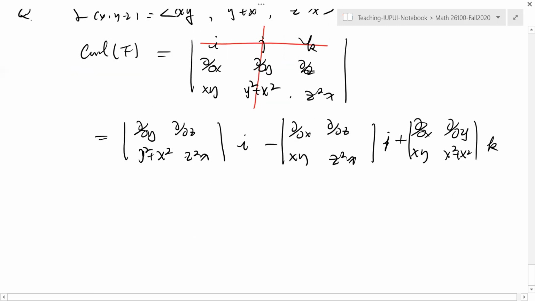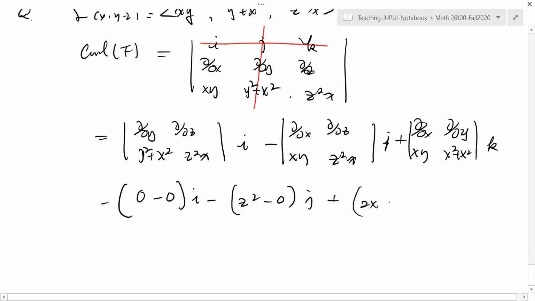Right, so let's compute this. When you differentiate that term, it's going to be 0, right? When you differentiate that, it is also 0. This will be z squared minus 0, j. And that'll be 2x minus x. Hold on, this is the x, y squared and x squared, right? So the answer will be negative z squared j plus x k. So it's not going to be 0.